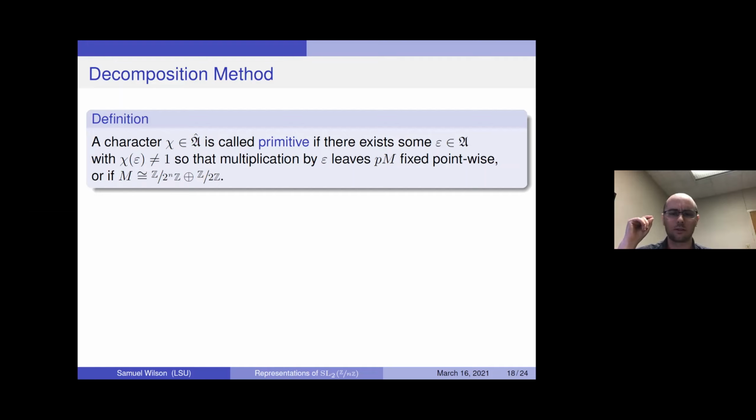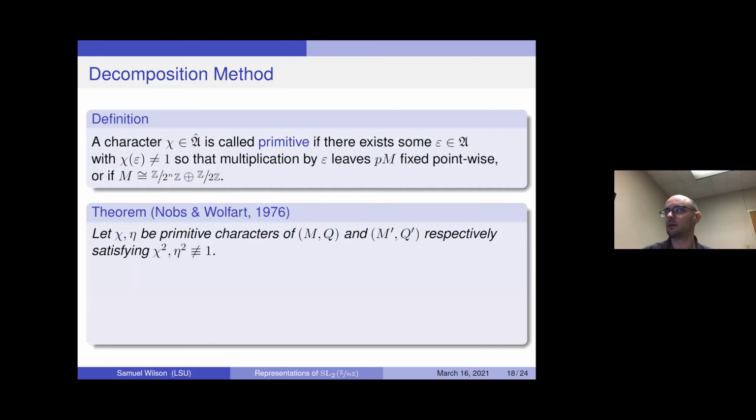This definition is a little different from the normal definition of primitive, which has to do with conductors. It's just that it doesn't factor through any smaller group, but this is basically the translation of that into this case.